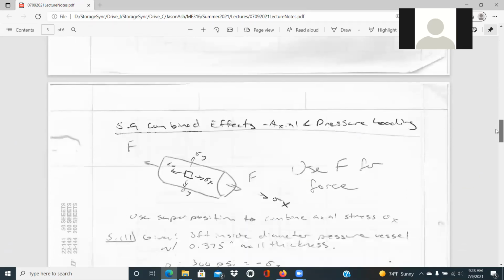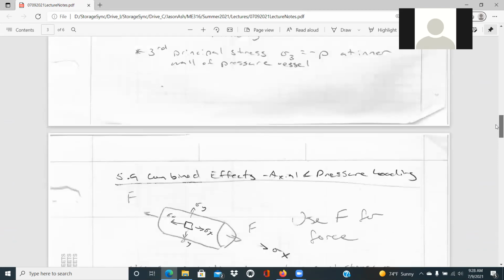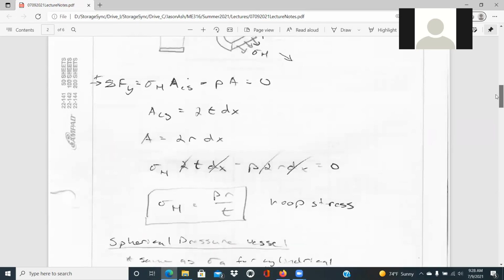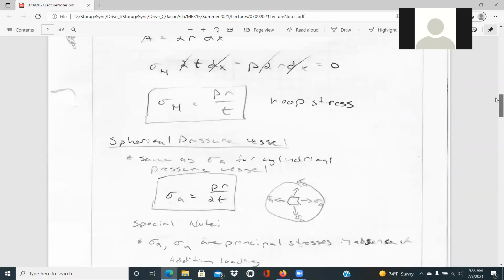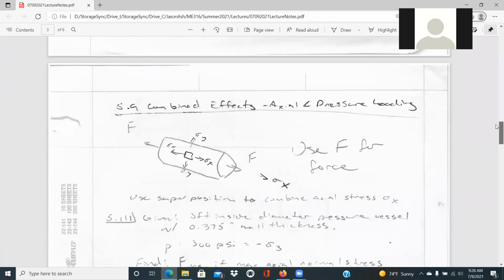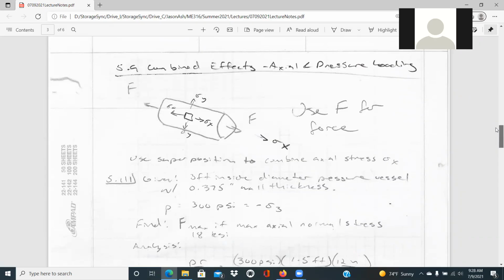And then we can just look at combined effects of axial and pressure loading. I think all the problems that you have out of chapter 8 with regard to pressure vessels, it's just a simple algebraic relationship, PR over 2T or PR over T. So I'm pretty sure you can handle the algebra part of that just for a basic pressure vessel. You can apply the failure theories with the state of stress, the 3 states of stress on the inner wall.